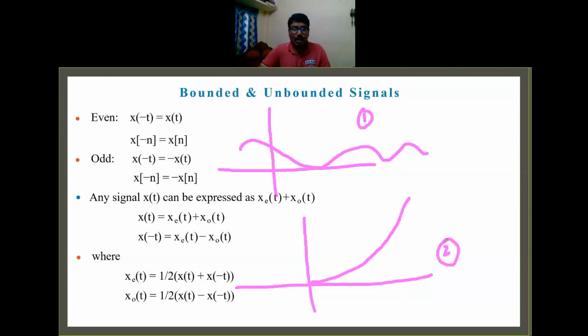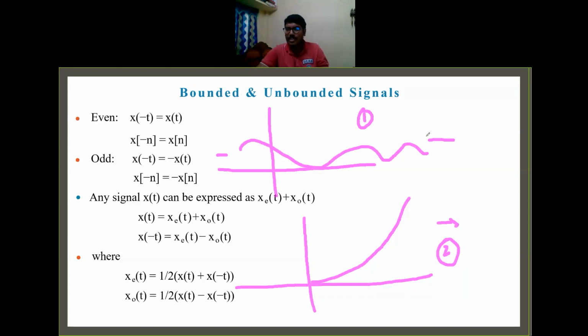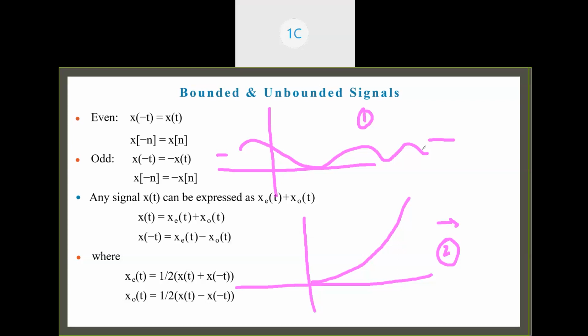So what is the difference between the first one and the second? Time is unlimited in both cases, because here also time is unlimited, and here also. But then what is the difference? Can anyone answer? In the first one, the value is reducing and increasing, sir, but the second one is constantly increasing.